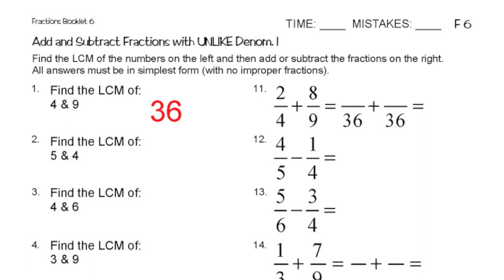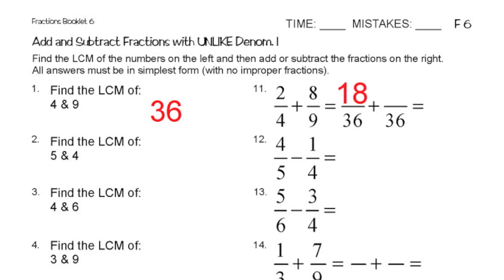So now I need to think, okay, next step. 2/4 is equal to how many 36ths? So I'm thinking, 4 times blank gives me 36. Well, 4 times 9, we multiplied them, obviously, we just did it. So 4 times 9 gives me 36. Whatever I do to the bottom, I must do to the top. So 2 times 9 as well. 2 times 9 gives me 18.